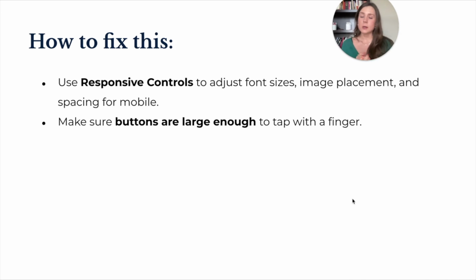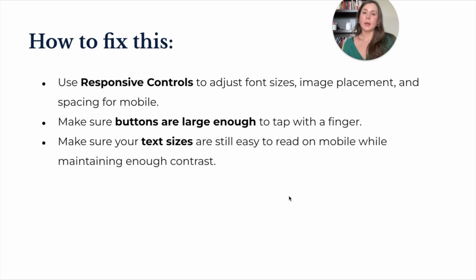Make sure buttons are large enough to tap with your finger. Sometimes they translate too small or may be hard to read with small text. So definitely double check your CTAs and clickable things on your mobile site. And again, make sure your text sizes are still easy to read on mobile while also maintaining enough contrast to keep your site skimmable even on a mobile device.